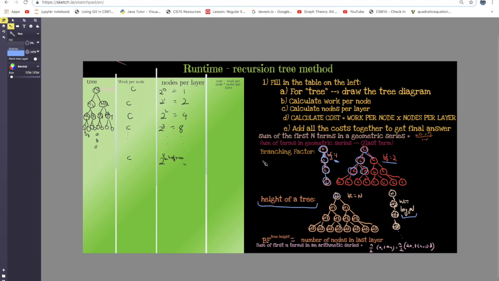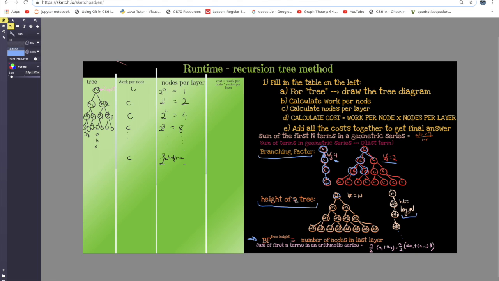The branching factor is important because you could use it to calculate the number of nodes in the last layer, as we're going to be doing here. So there's a formula which states that the branching factor to the power of the tree height equals the number of nodes in the last layer. And in general, the branching factor to the power of layer number equals the number of nodes in that particular layer. So in this case, 2 to the power of height of the tree would be the number of nodes in the last layer, and we know the height of this particular tree, since the pattern is n, then n by 2, n by 4, the height is going to be n.